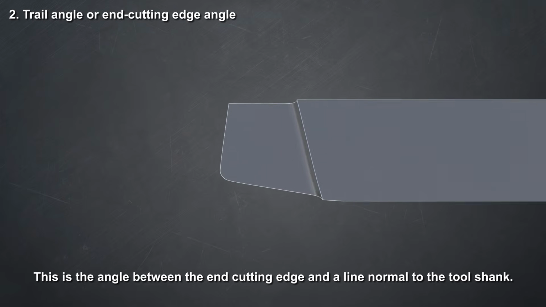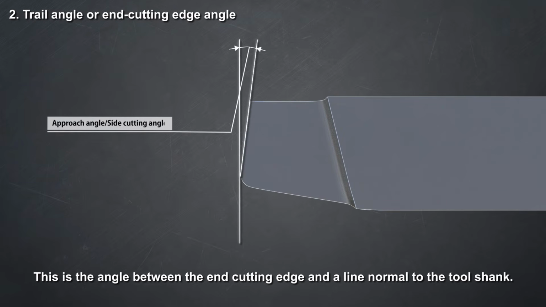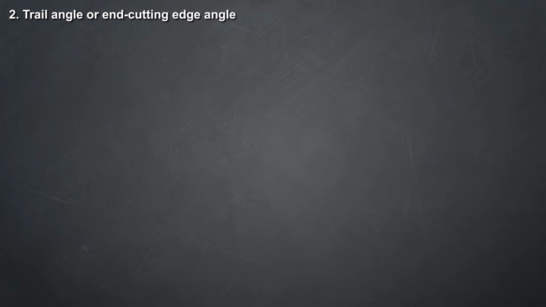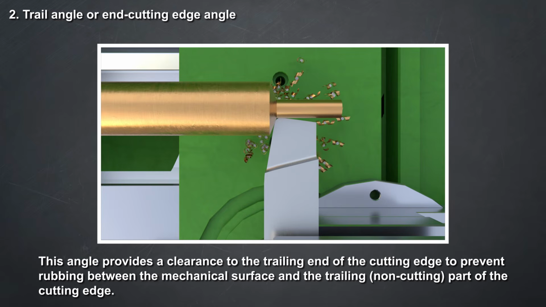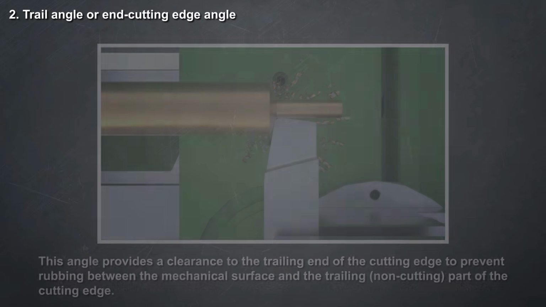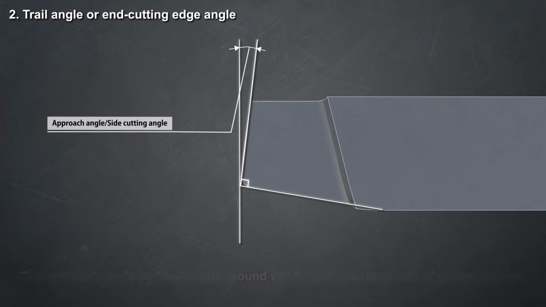Trail angle or end cutting edge angle. This is the angle between the end cutting edge and a line normal to the tool shank. This angle provides a clearance to the trailing end of the cutting edge to prevent rubbing between the machined surface and the trailing non-cutting part of the cutting edge. The approach angle and trail angle ground will form the wedge angle of 90 degrees for the tool. An angle of 8 degrees to 15 degrees has been found satisfactory.